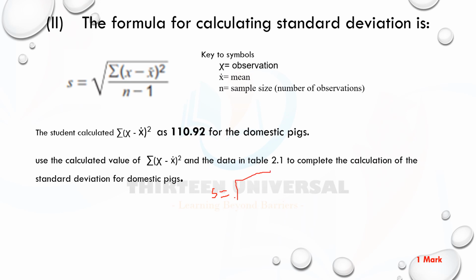Square root. Now the numerator has been calculated for you, which is 110.92. Okay, they have done it for us. This is it here. They've done it for us. So we just have to put the denominator, which is n minus 1. Our n is 12, I guess. So 12 minus 1 is 11. So divide everything by 11. All right, so bring your calculator, 110.92 divided by 11 gives you what?